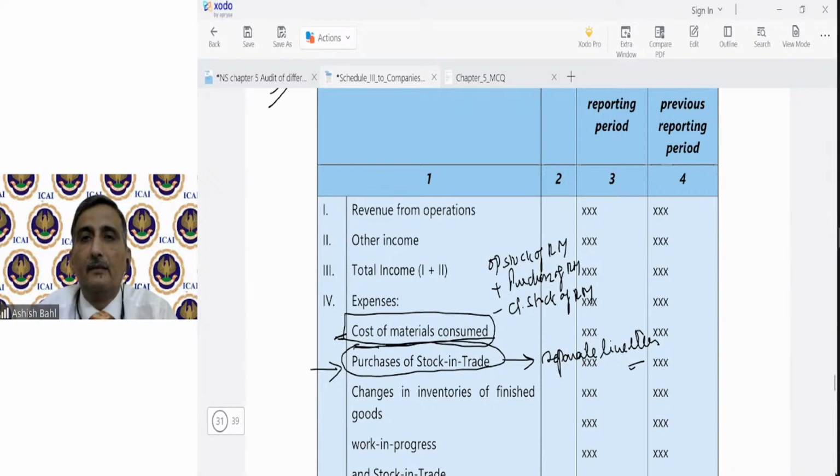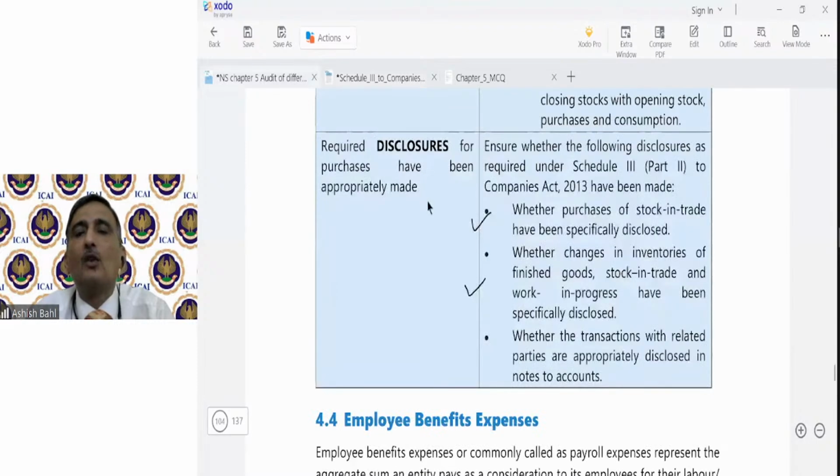Clear, guys? So purchases of stock in trade, purchases of traded goods, these have to be shown separately in statement of profit and loss.